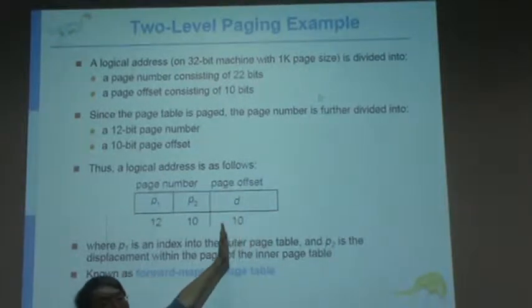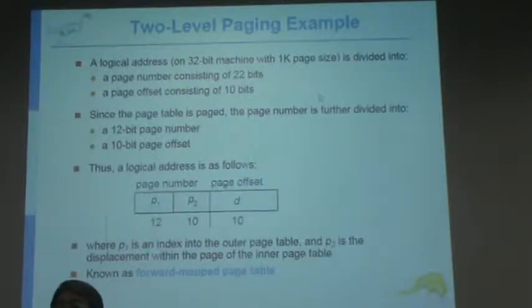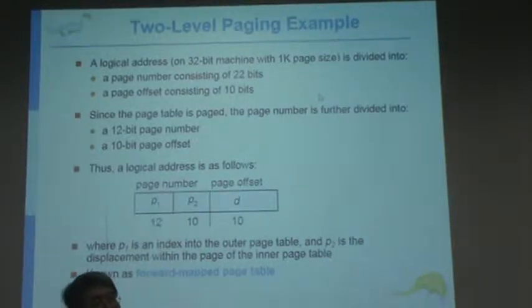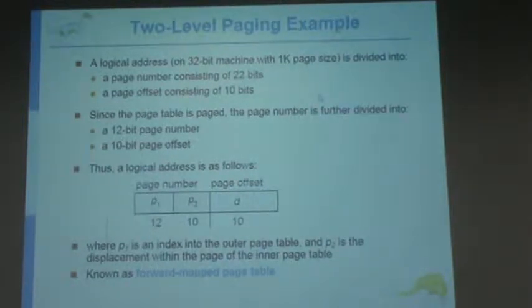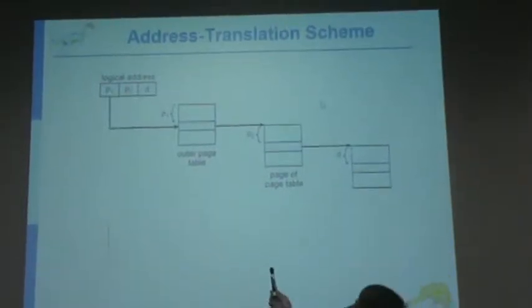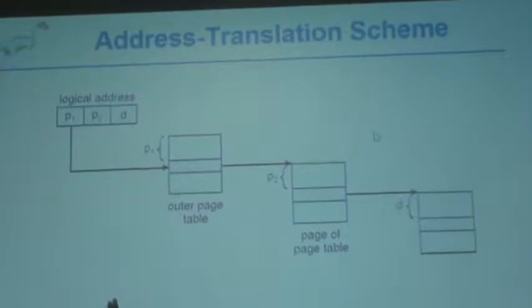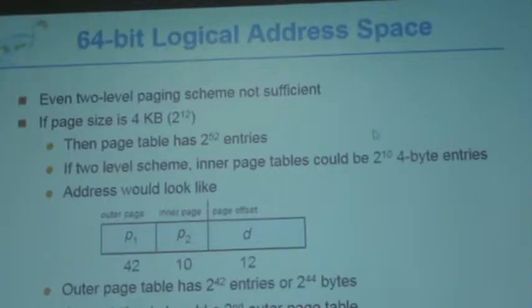So in this case, it's 2 to the power of 10, 1K size of the page. Then this is the first level, this is the second level. So this is the address translation scheme. So first from the P1, we can get the address of our top level page table. Using that one, we can find the address of the second page number. Okay. So page number of the page table, and finally, it's the pages.